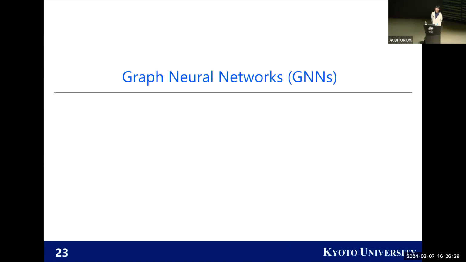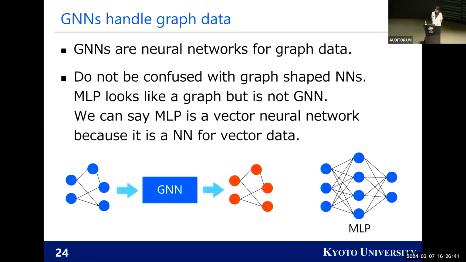Okay, so we are well motivated to learn graph networks, so we will proceed to learn how we can solve these tasks using graph neural networks. GNNs, graph neural networks, are neural networks for graph data. They basically take graph data as input and output a graph. And do not be confused with graph-shaped neural networks like MLP. MLP, or multi-layer perceptron, looks like a graph, just as shown in the bottom left. So GNNs are neural networks for graph data, and they are different from graph-shaped neural networks.